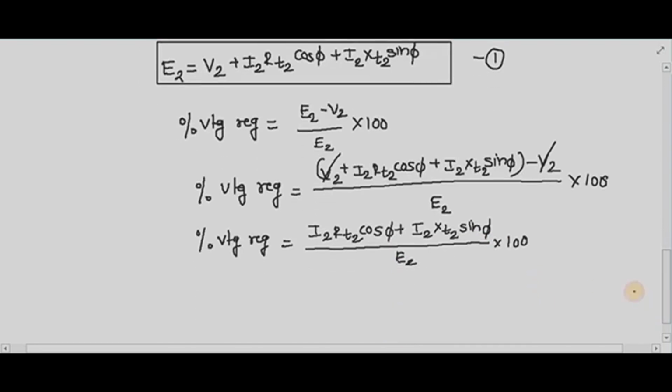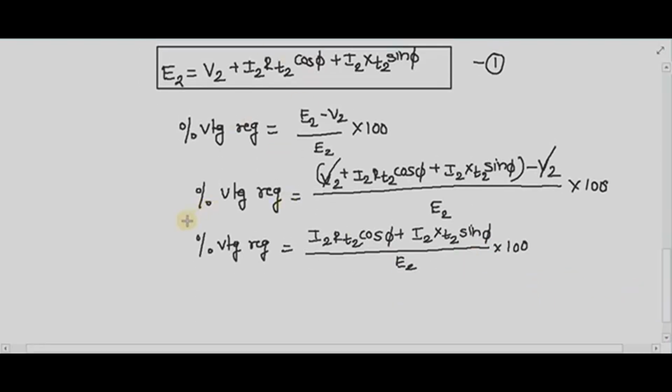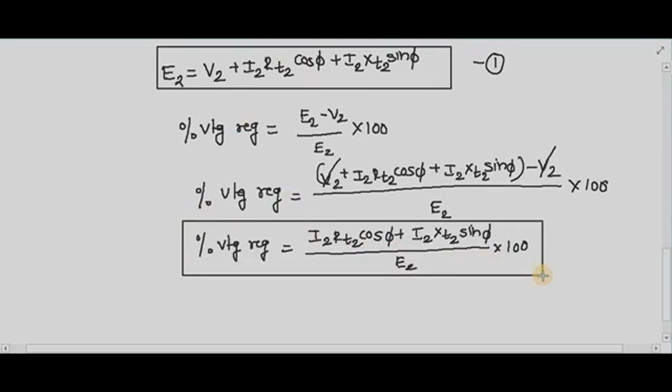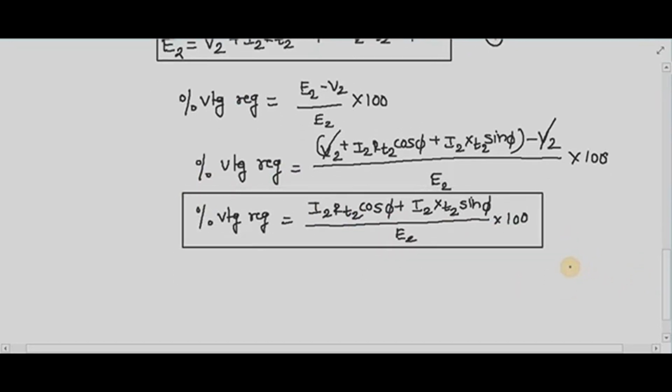So this is the final expression for the voltage regulation that you will get from the approximate equivalent circuit of the transformer referred to the secondary side. In the above expression, the sign of phi is considered positive. This positive sign is for which type of power factor? It is for lagging power factor.